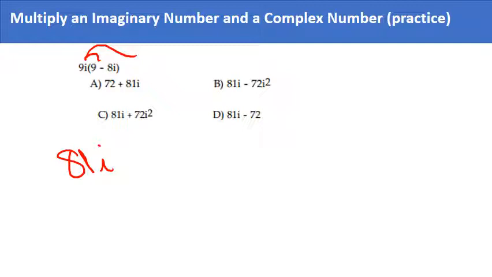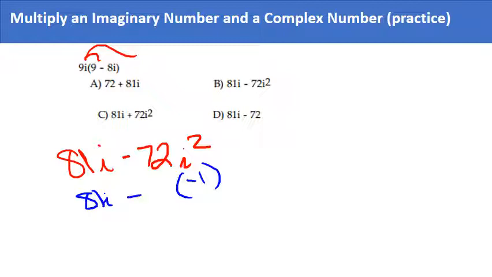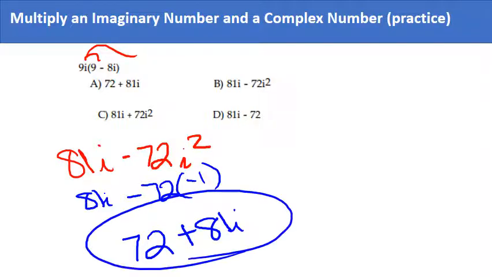So that gives you minus 72i squared. And again, that i squared changes to a negative 1. So we end up with 81i minus 72 times negative 1. So negative 72 times negative 1 gives you a positive 72 plus 81i. So we get 72 plus 81i, and it's that one.